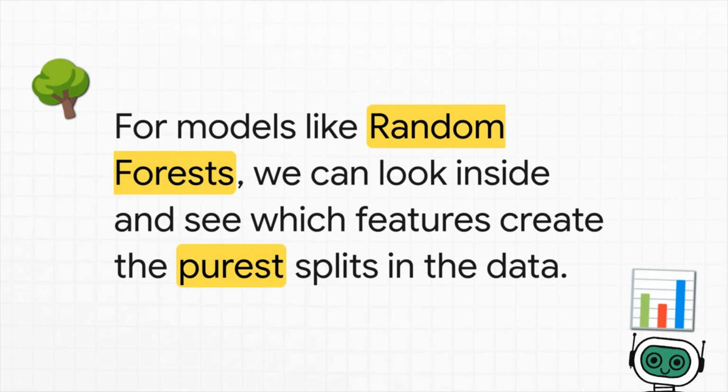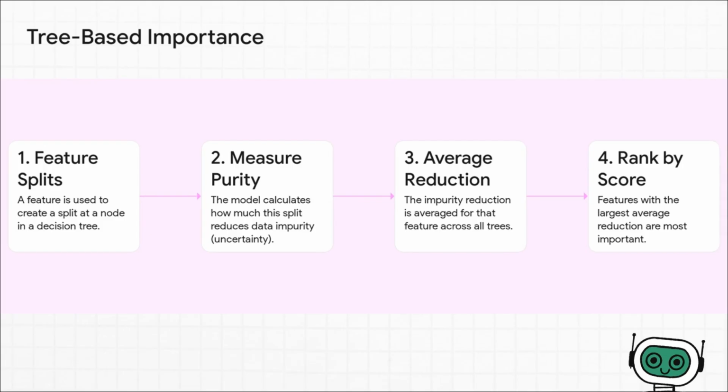First up, we've got a model-dependent example that's perfect for models like random forests. With these, we can look right under the hood to figure out what's important. So here's how it works. In a decision tree, every split is basically a question about a feature that's trying to separate the data. The model then measures how good that split was by calculating something called reduction in impurity. Just think of impurity as chaos, right? How mixed up your data is. A really good split creates two groups that are way purer or more organized than the original group. So the features that consistently make these powerful, chaos-reducing splits get ranked as the most important.